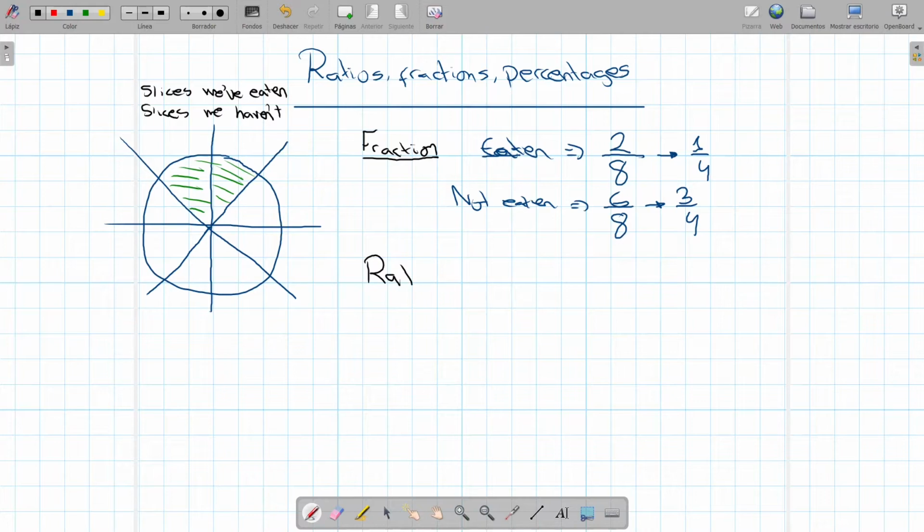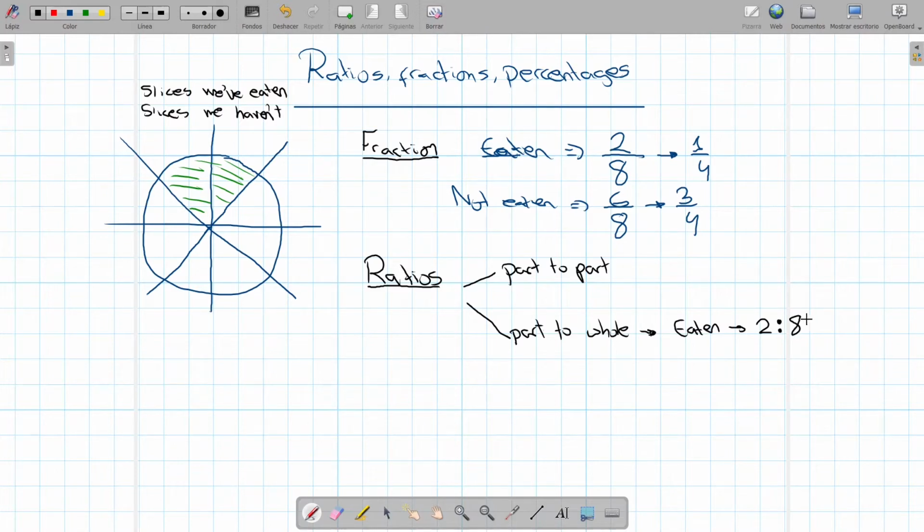Let's look at ratios. What are ratios? There are two types. The most common is called part to part. Most of the exercises you will see are part to part ratios, but you might also have part to whole. I'll explain part to whole first. Part to whole is very similar to fractions, in that you relate the number you want with the whole. So eaten we would have 2 to 8, which can be simplified to 1 to 4.